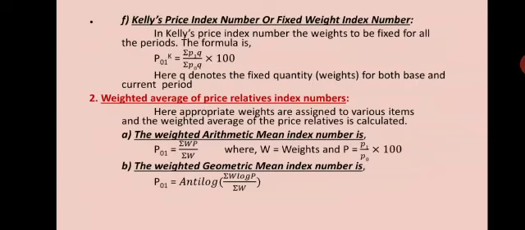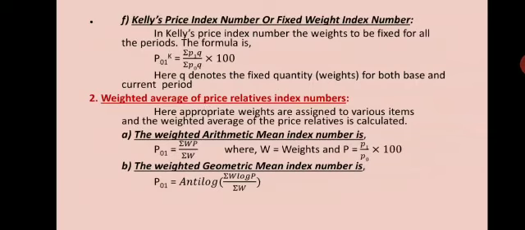Then weighted average of price relative index numbers. Here appropriate weights are assigned to various items and the weighted average of the price relatives is calculated. Two methods are there.